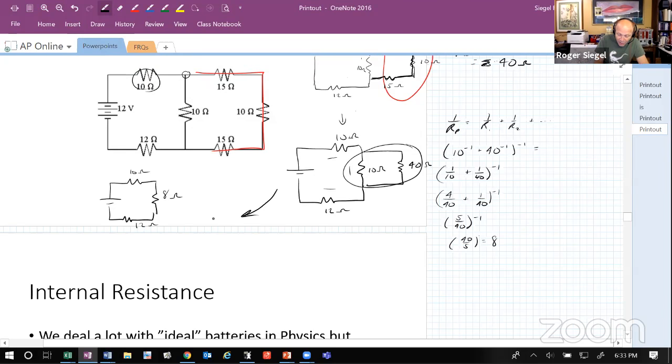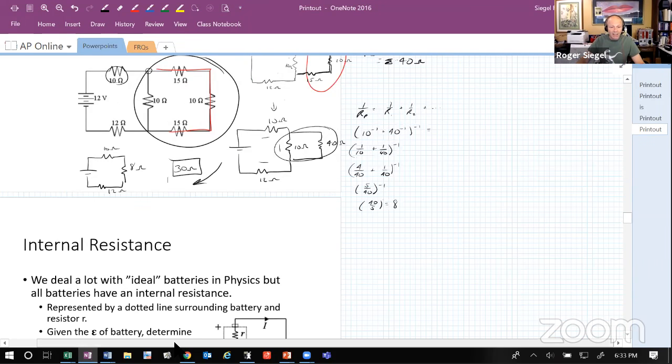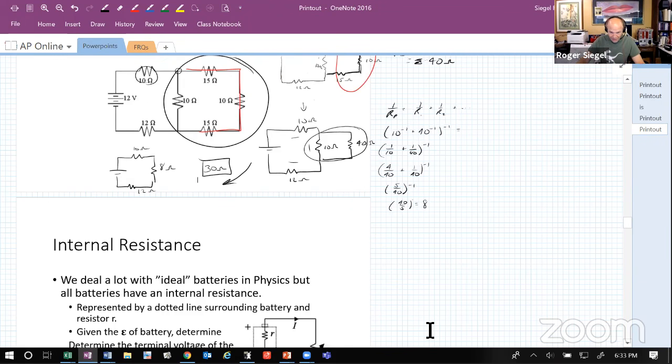And remember, 8 was all of these together. That's 8. And so 10 plus 8 plus 12 gives me 30 ohms. And so that's our answer. And that's how you do that problem. Again, you're going to find these get really easy with a little bit of practice, and you're going to find that they're a lot of fun as well.